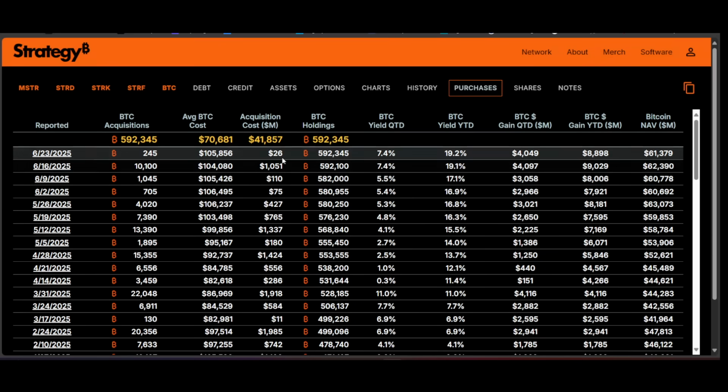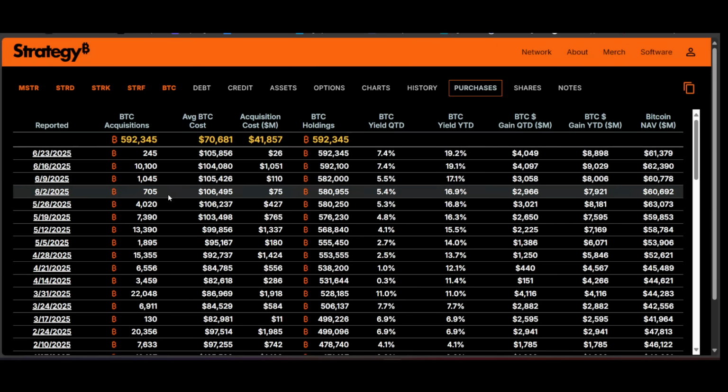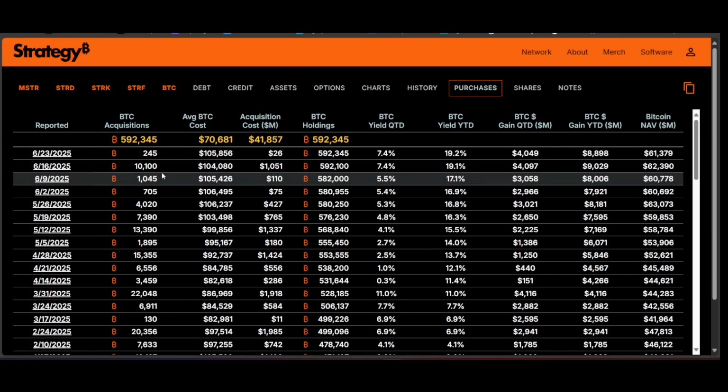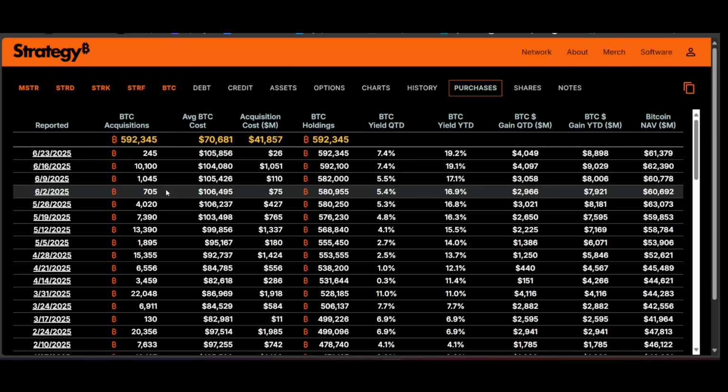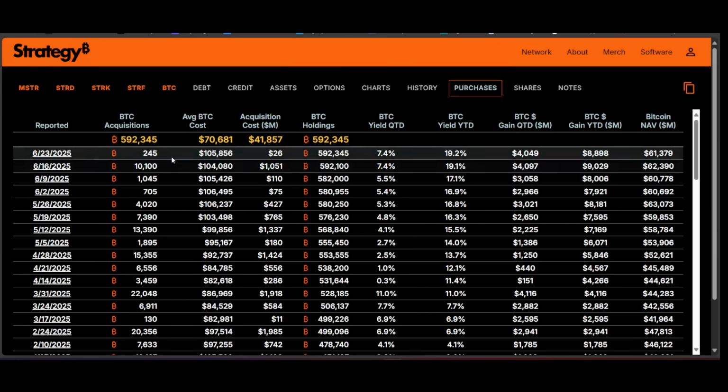They did add more Bitcoin to the balance sheet, just a small amount, 245. So far for the month, that's a little bit more than 13,000. Typically they're going for about 20 to 25,000 per month on average, beginning of this year. So there's a good chance that we see maybe another big buy this week. Let's see if they can do it.